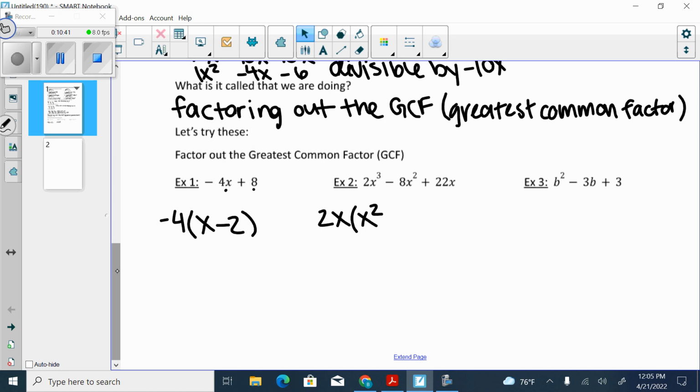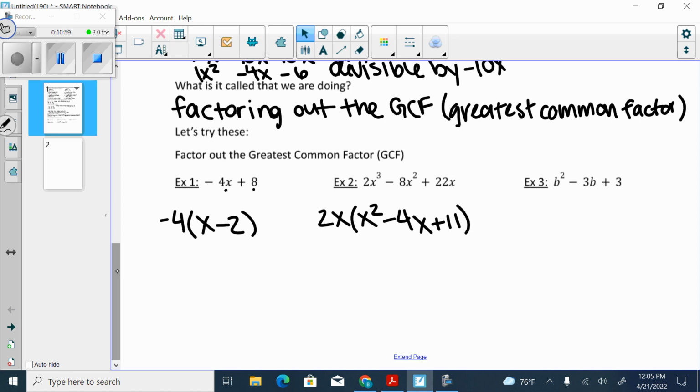All right, what's negative 8x squared divided by 2x? Good. And what is 22x divided by 2x? Very good.